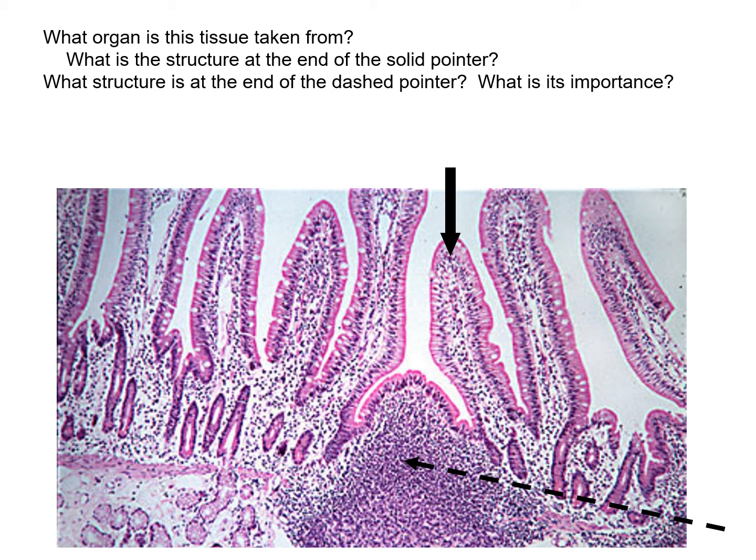Are these invaginations? Is that the large intestine? Small intestine. These are the villi, the finger-like extensions. And that's what we see at the solid pointer. What's at the dashed pointer? Peyer's patch. And it is a colony of what? Immune cells. Correct.